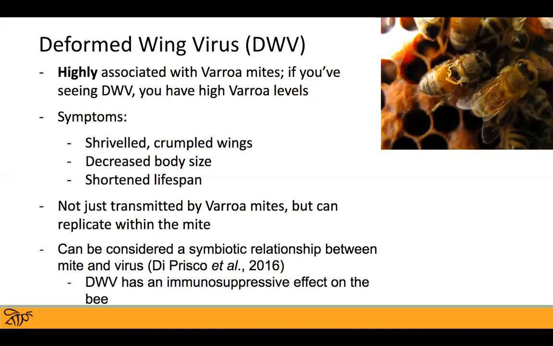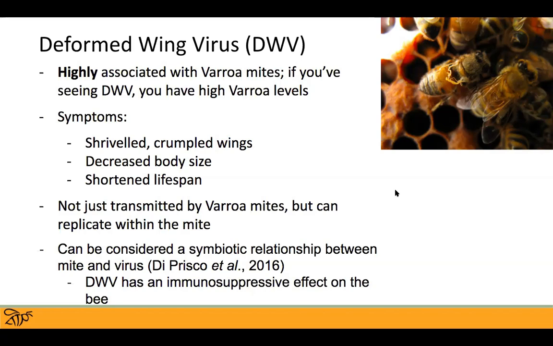While we are on the subject of honeybee viruses, I want to spend a little bit more time on deformed wing virus. Deformed wing virus is a really great example of all the things that we're talking about because it's highly, highly associated with Varroa levels, and also because it's something that a lot of beekeepers have probably already seen in their own hives. So just to reiterate, like I said before, if you're seeing deformed wing virus, that is a very clear indication that you have high Varroa levels in your colony.